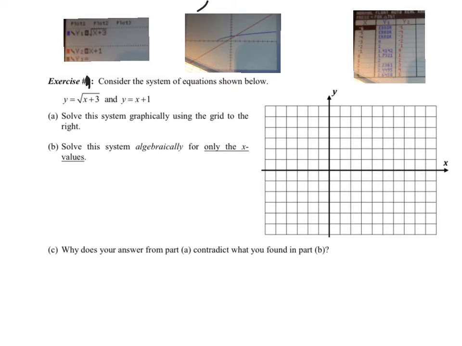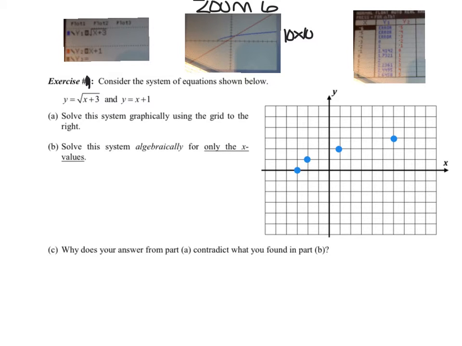Remind yourself here, and you should be putting that in your notes, you are always going to hit zoom 6. That gets you a 10 by 10 window. And then I'm going to go to the table to actually plot these points. And that's what we need to do. We need to plot exact points.